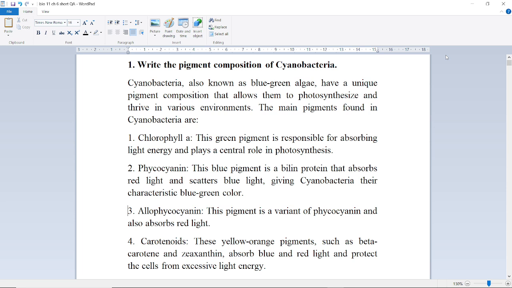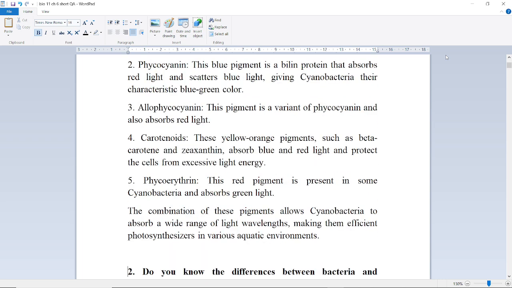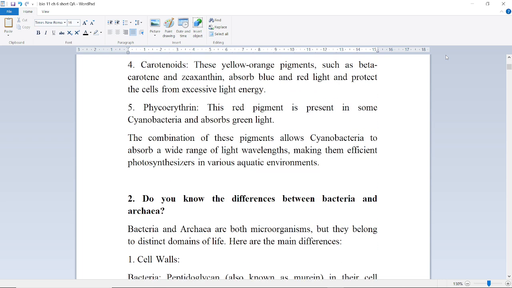Allophycocyanin. This pigment is a variant of phycocyanin and also absorbs red light. Next is carotenoids. These yellow-orange pigments such as beta-carotene and zeaxanthin absorb blue and red light and protect the cells from excessive light energy. Next is phycoerythrin. This red pigment is present in some cyanobacteria and absorbs green light. The combination of these pigments allows cyanobacteria to absorb a wide range of light wavelengths, making them efficient photosynthesizers in various aquatic environments.